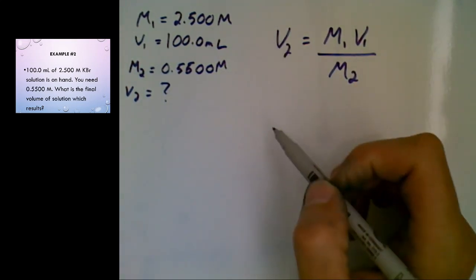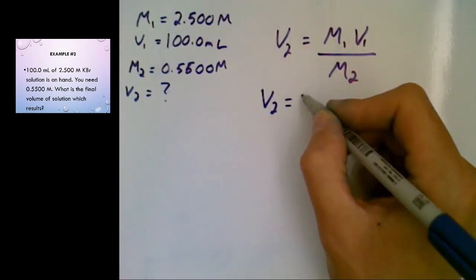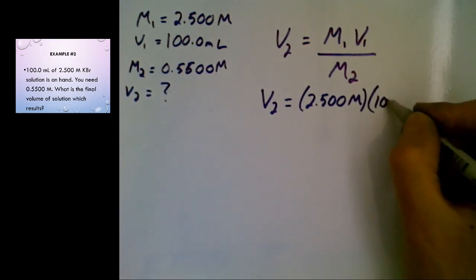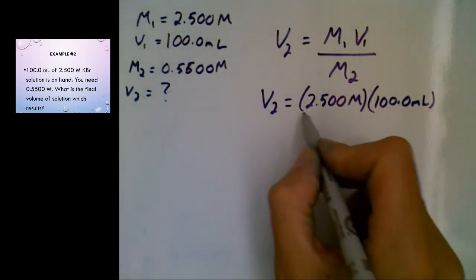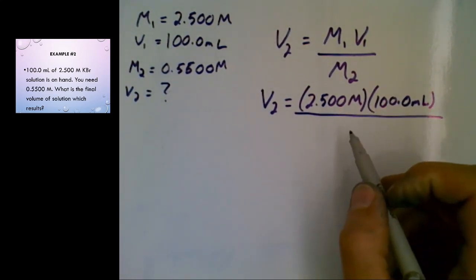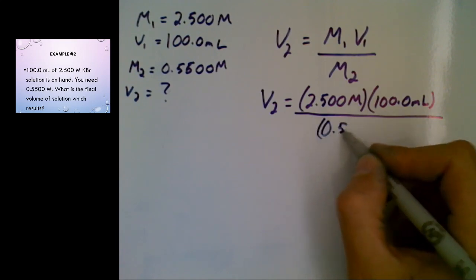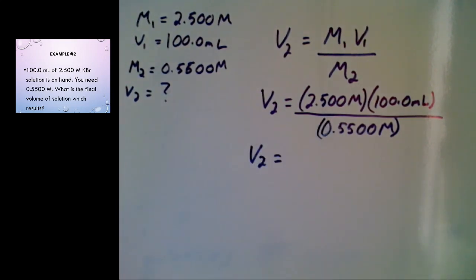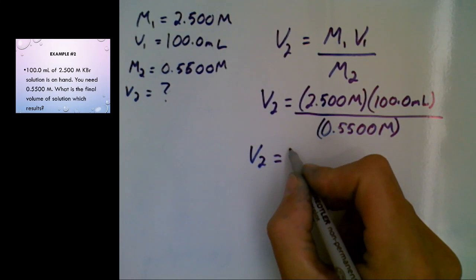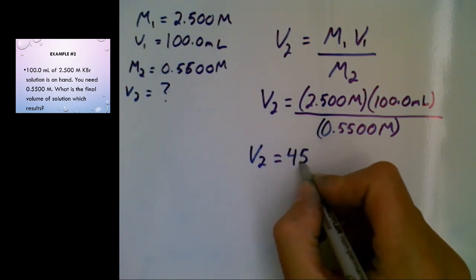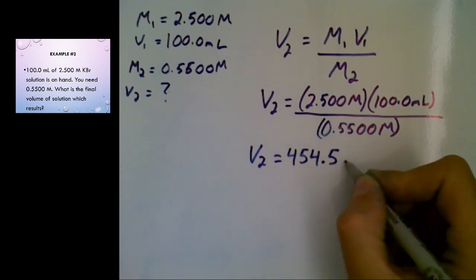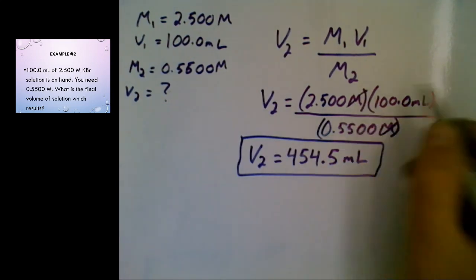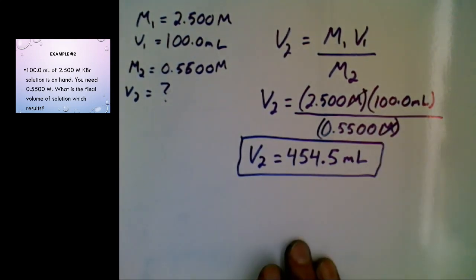So now we're just going to plug our values in. So M1, 2.500 molarity. V1, 100.0 milliliters. Since I'm using milliliters, my answer is going to be in milliliters. Divided by 0.5500 molarity. Punch this in your calculator, and what we're going to find is that we get 454.5 milliliters. Remember, we're working in milliliters because we left this unit in milliliters and molarity cancels.